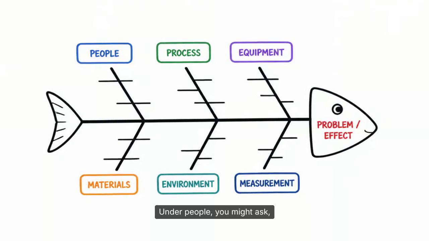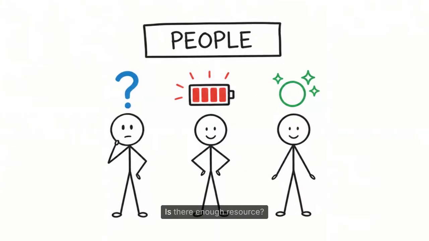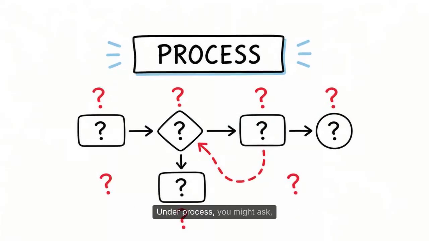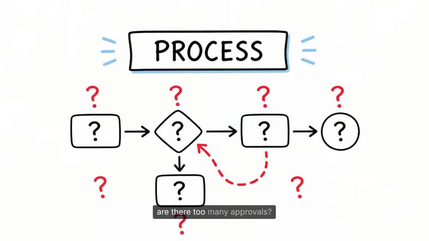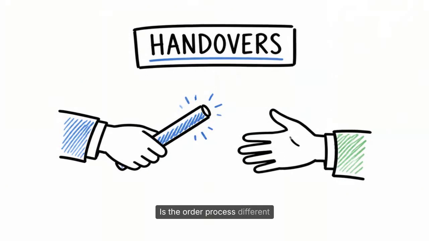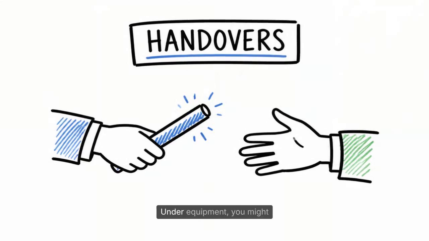Under people, you might ask, are staff trained properly? Is there enough resource? Are roles clear? Under process, you might ask, are there too many approvals? Are handovers unclear? Is the order process different depending on who handles it?